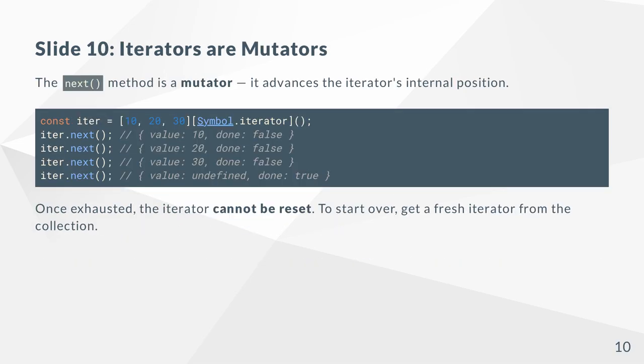There is an important property of the next method. It is a mutator. Calling next advances the iterator's internal position. It permanently consumes that element. Once an iterator is exhausted, it cannot be reset. To iterate again from the beginning, you must get a fresh iterator from the collection. This mutability is a source of bugs when iterators are shared or reused unexpectedly.